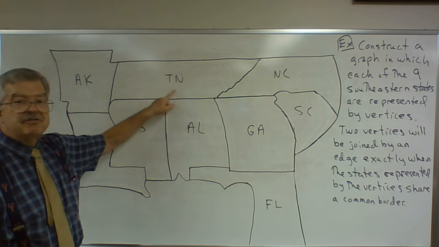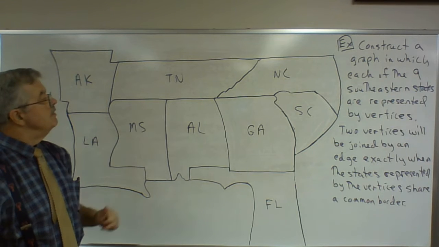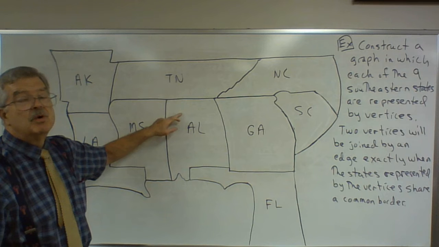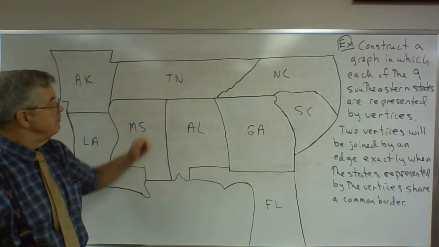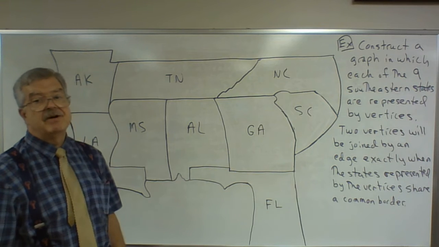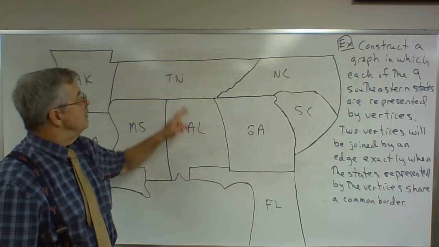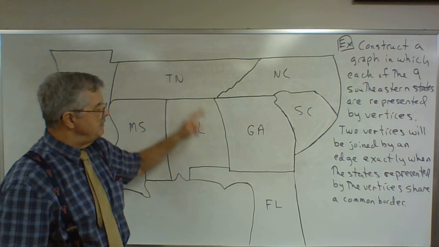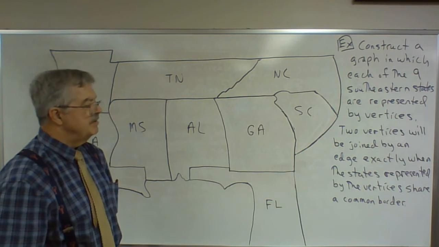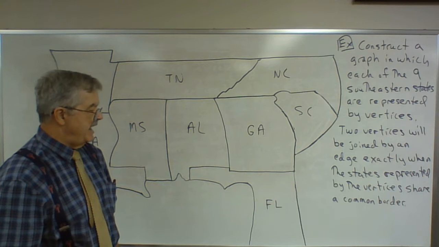Tennessee and Alabama share a common border. So the vertices representing Tennessee and Alabama will be joined by an edge. Tennessee and Florida do not share a common border. So the vertices representing Tennessee and Florida will not be joined together by an edge.